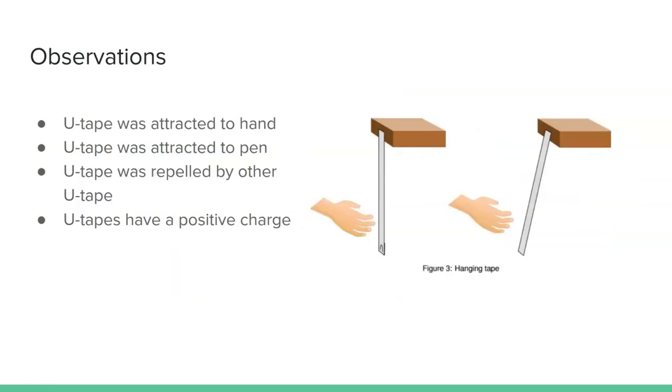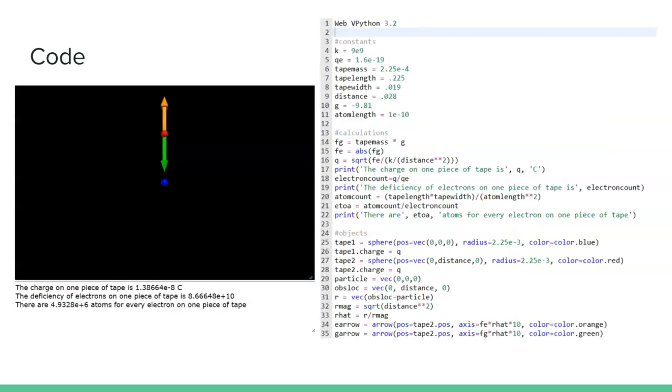My observations for the different objects interacting with the U-tape were that the U-tape was attracted to the hand, the U-tape was attracted to the pen that I rubbed in my hair, and the U-tape was repelled by the other U-tape. This makes sense since I made them the same way, so they would obviously have the same charge. But from this I gathered that the U-tapes had a positive charge.